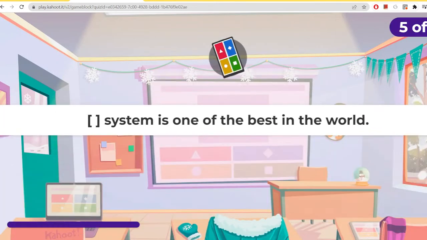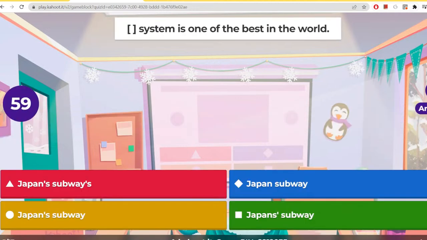All right, staying on running the show. Blank system is one of the best in the world. Playing with those apostrophes. When I went to Japan, it really is amazing. Their subway system's so good, guys. You don't know. It's something else. It's the future.